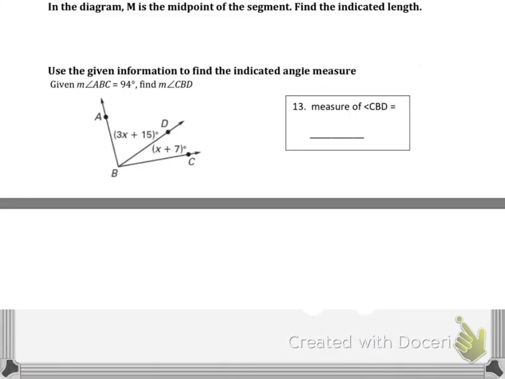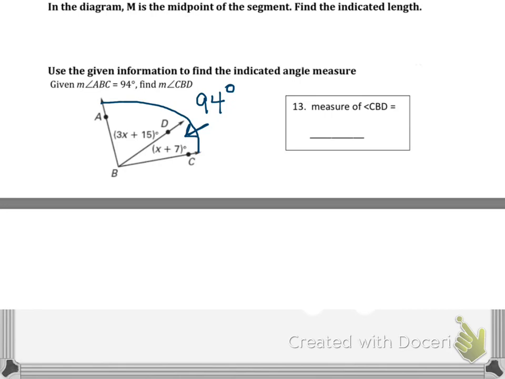Okay, in this video, or this last problem that we're going to do on this page, it says use the given information to find the indicated angle measure. So they are giving you that ABC, so that's the entire angle, this big angle right here, that is 94 degrees. Then they would like you to figure out what is the measure, that's what that M means, of CBD. So that means they want this little angle right in here.